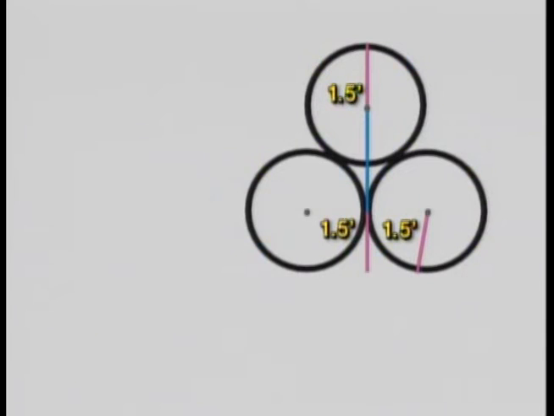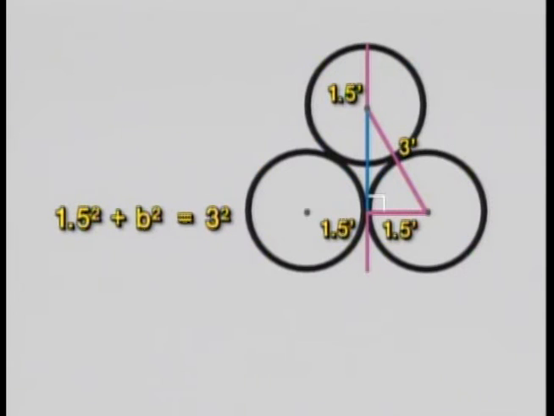To find the length of the line segment in the middle, we'll make it one side of a right angle. The other side of the right angle is this horizontal line, which just happens to be the length of one radius, 1.5 feet. Next, let's draw the hypotenuse. Notice that its sides are made of 2 radii, so it's 3 feet long. Now that we have a right triangle where we know the length of the hypotenuse and one leg, we can use the Pythagorean theorem to find the length of the other leg.